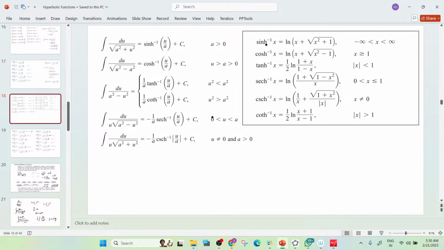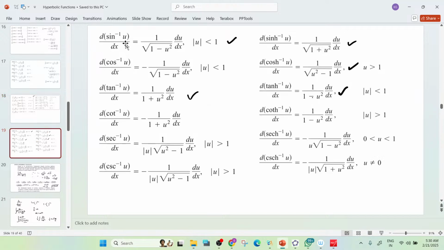So it is important for you to remember this table also. You have derived this table. Basically, whatever we have done, we have derived everything. We derived all the trigonometric functions from the basic sine square theta plus cos square theta relations only. Sine h inverse.